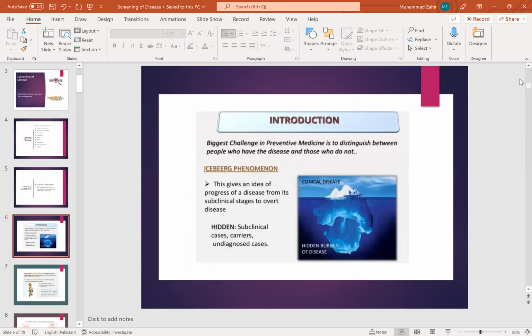Introduction. The biggest challenge in preventive medicine is to distinguish between people who have the disease and those who don't. If we see the iceberg phenomenon, this gives an idea of the progress of a disease from its subclinical stages to overt disease. Hidden are subclinical cases, carriers, and undiagnosed cases.